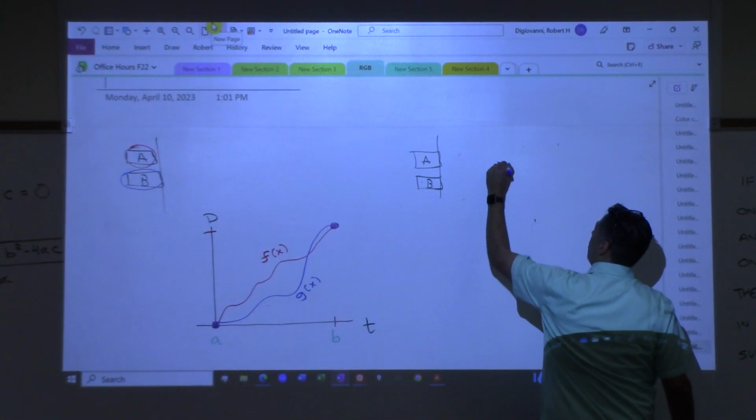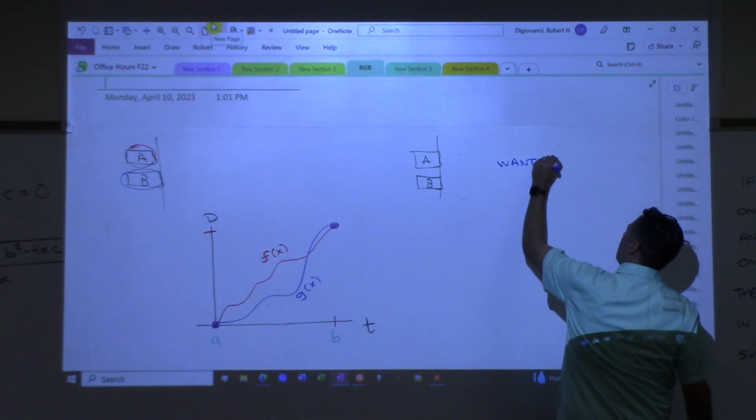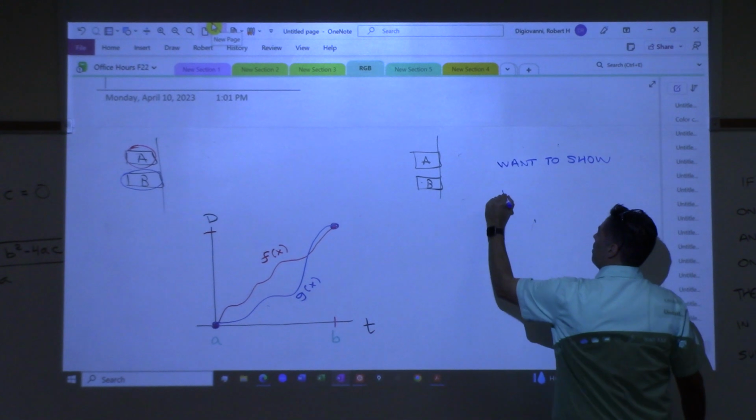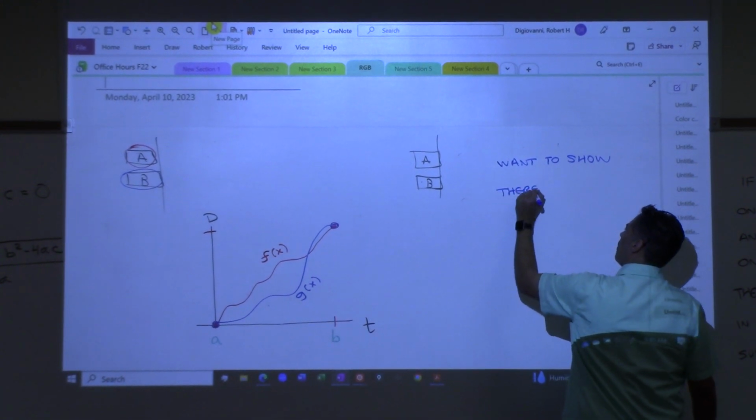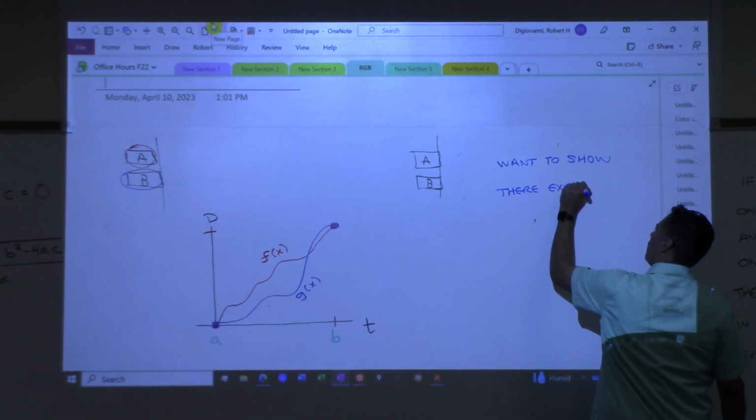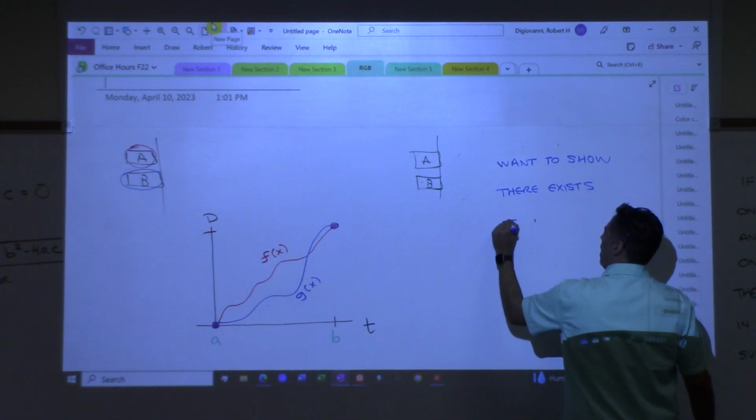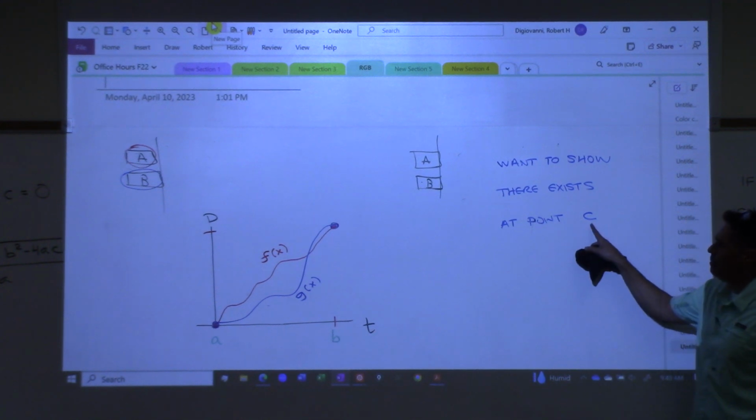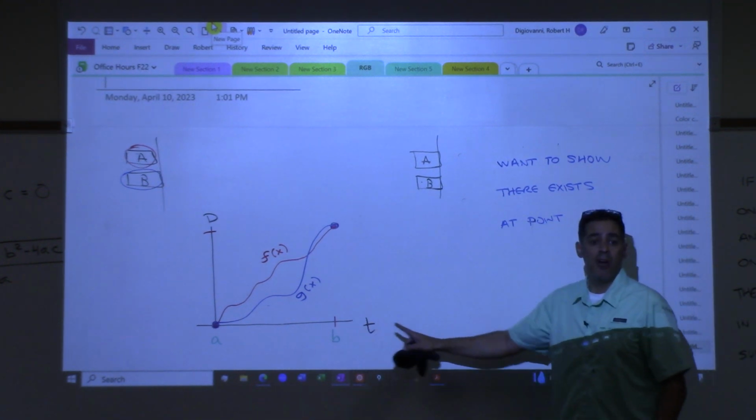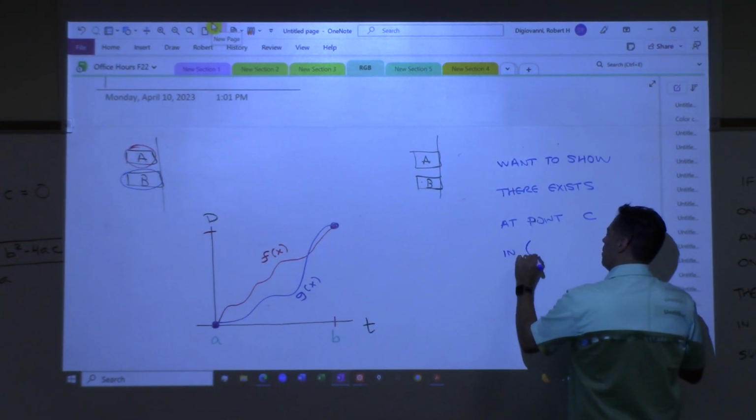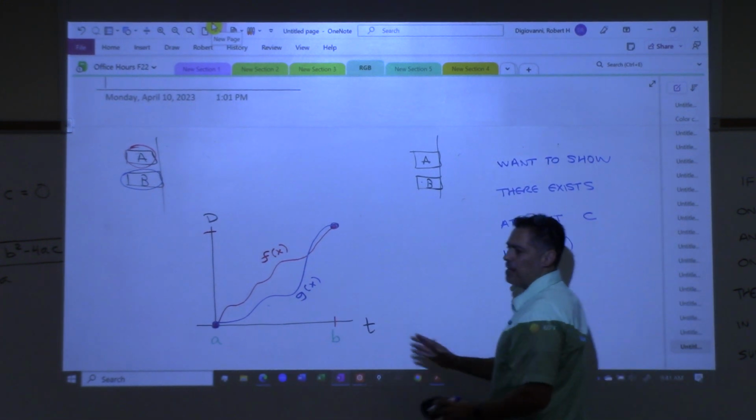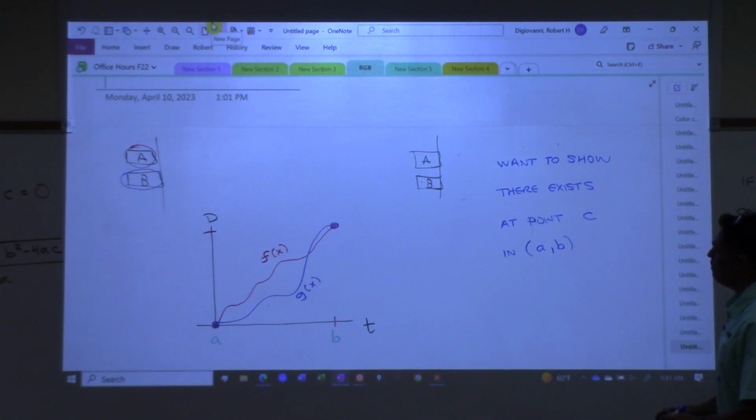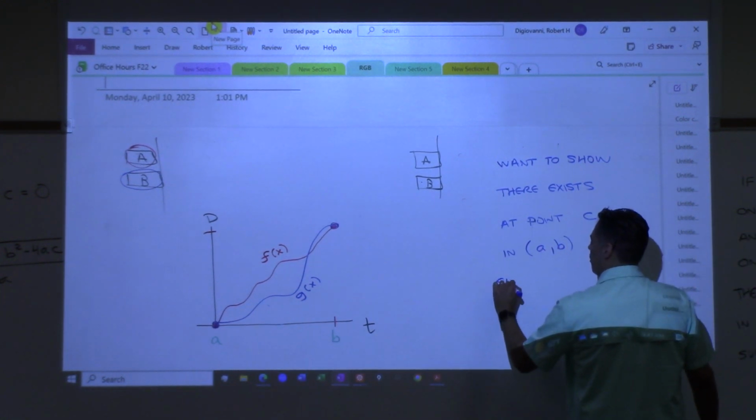So here's what I want to prove to you. I want to show this: there exists a point C, a point C somewhere in the interval AB, not at the beginning of the race and not at the end of the race, somewhere in between. I want to show that there's some point such that what's true?